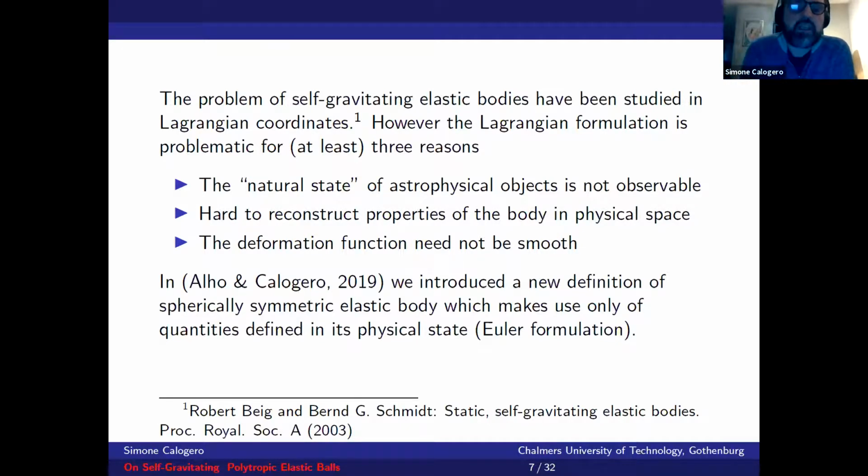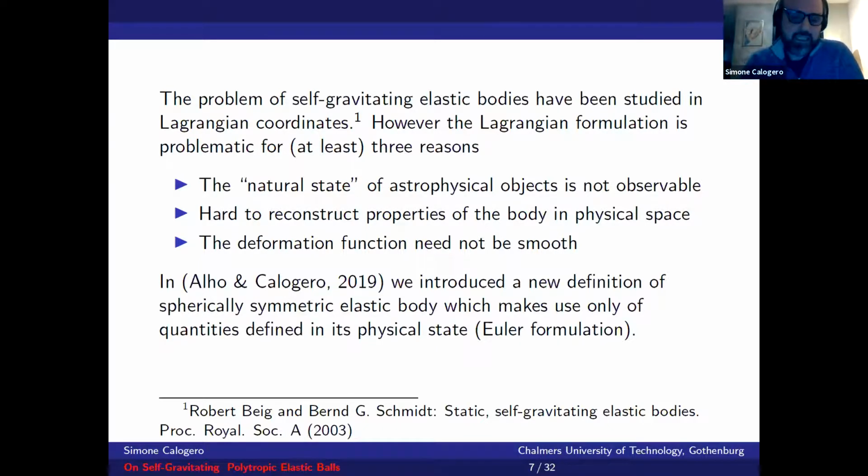So the problem with self-gravitating bodies is that it's hard to reconstruct the properties of these bodies in physical space from the properties in the reference state. Yes, and eventually we want to do that because astrophysicists are interested in the properties of a star in the space where we observe it. Okay, so in the physical space.